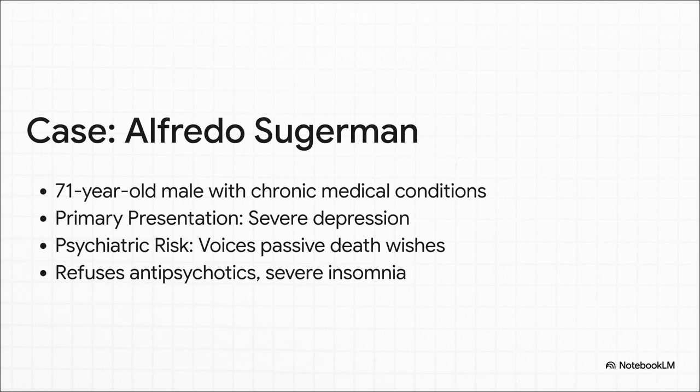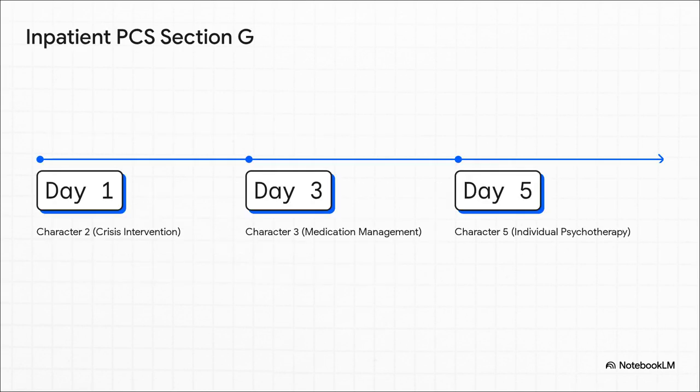It's a perfect example of how organic and neurotic mental disorders interweave when a patient admitted for an acute psychiatric evaluation also carries a heavy, chronic medical burden. When we code treatments for patients like Alfredo in ICD-10-PCS, we use Section G for mental health, and we can actually trace his hospital course chronologically. Day 1 might involve Character 2 for crisis intervention. Day 3 moves to Character 3 for medication management, analyzing and varying dosages to find that efficacious balance. By Day 5, we might see Character 5 for individual psychotherapy. The PCS codes literally tell the living story of the behavioral interventions over the patient's entire stay.